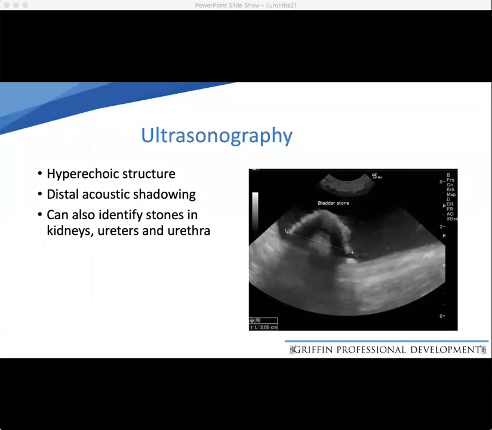So let's look at ultrasonography first. What we expect to see with a bladder stone is a hyperechoic structure, such as is shown on the image on the right-hand side of your screen. And then we have distal acoustic shadowing. So we can see this cone of darkness underneath the stone, which tells us that this is a solid structure. This is mineralized. This is something solid. And ultrasonography, as I've mentioned in the previous slide, can also identify stones in the kidneys, ureters, and urethra, although the urethra may be slightly more complex because of its position, and we may not be able to see the full extent of the urethra.